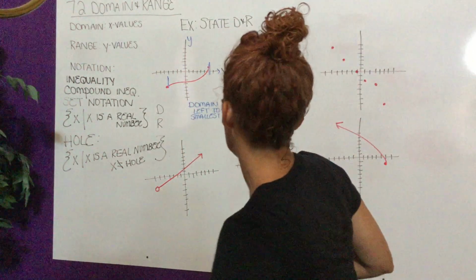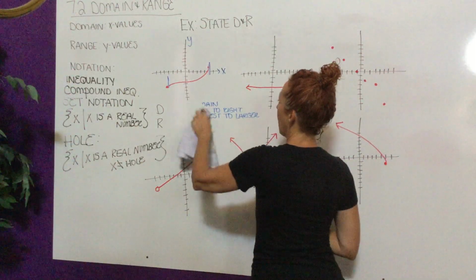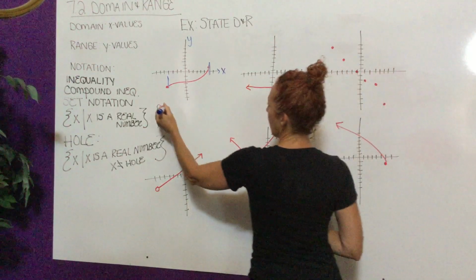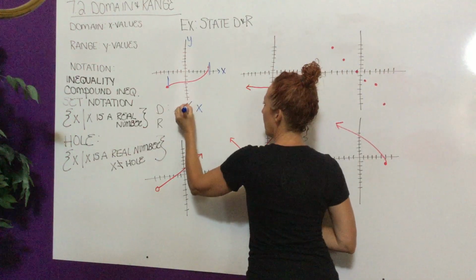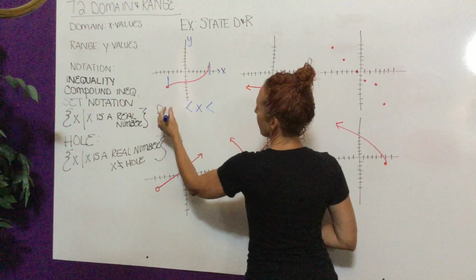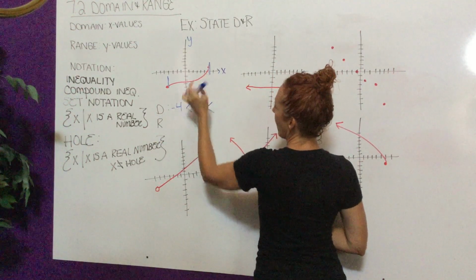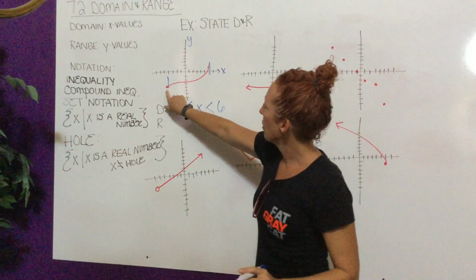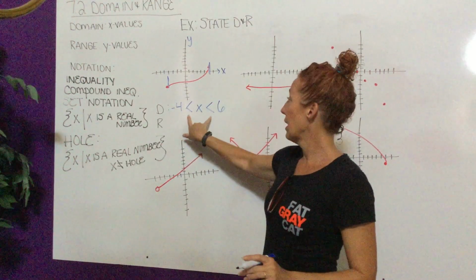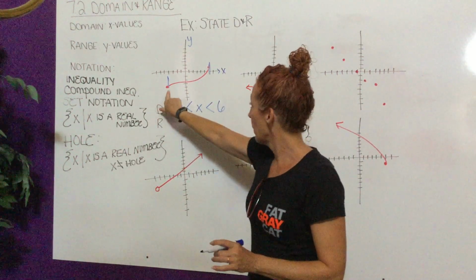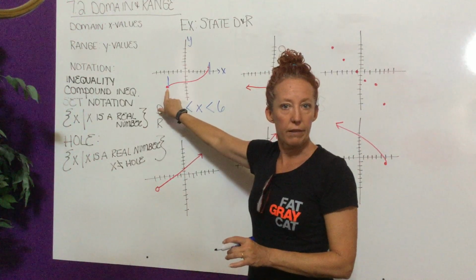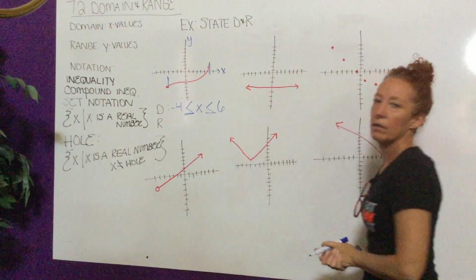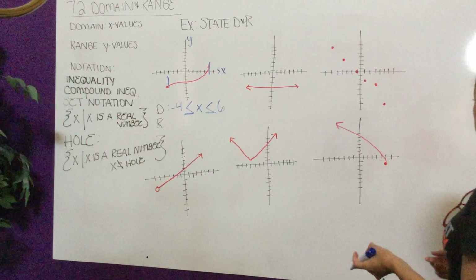So the way we write this using an inequality, and I'm just going to erase this. You can go back and pause and write that in your notes. But my domain here, x is in between -4 and 6. Because these are closed circles, our inequality includes the numbers -4 and +6. So we draw those lines as well, showing that it includes them.